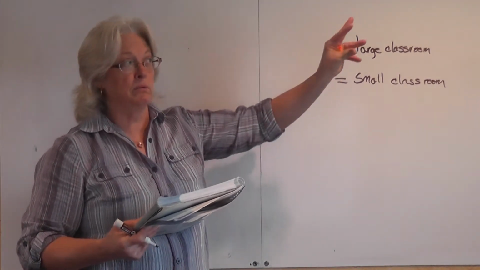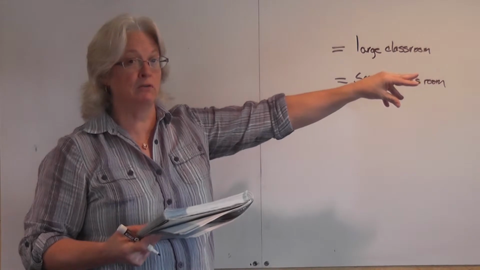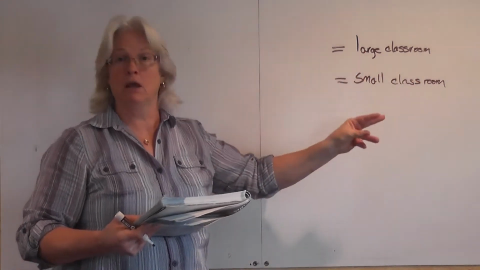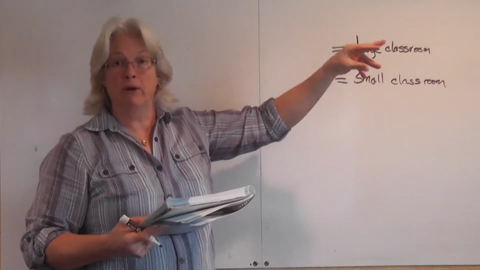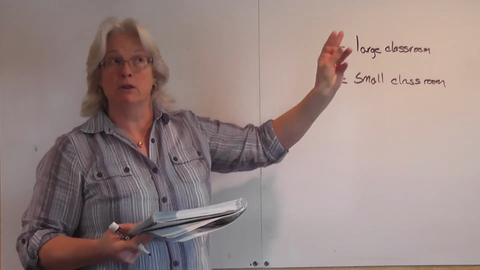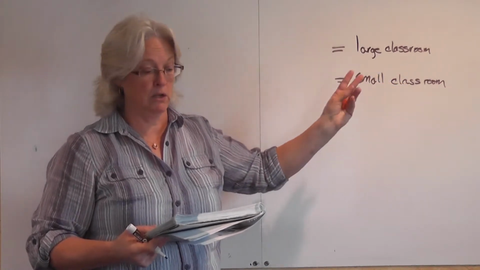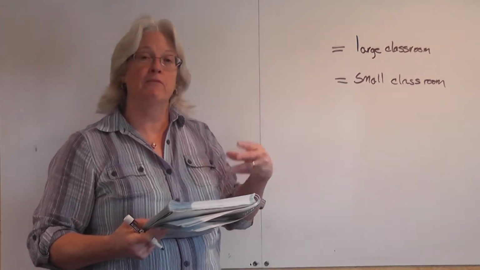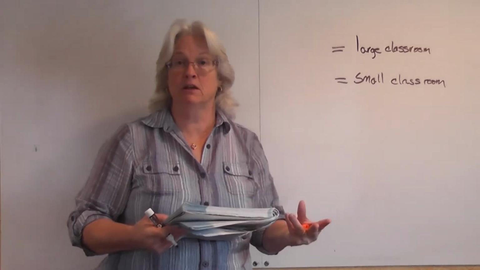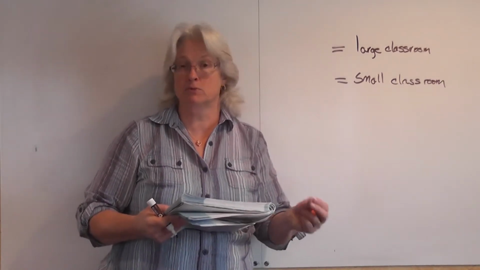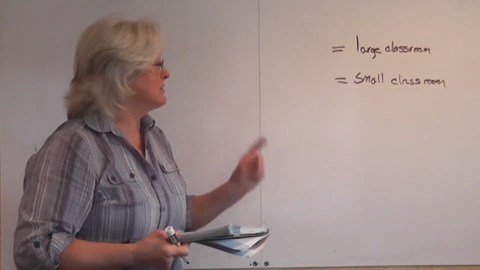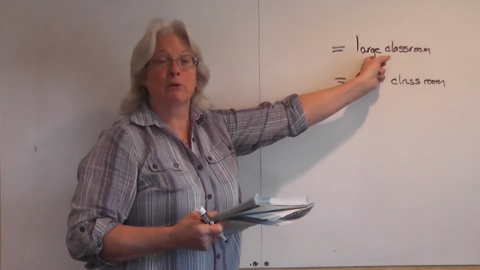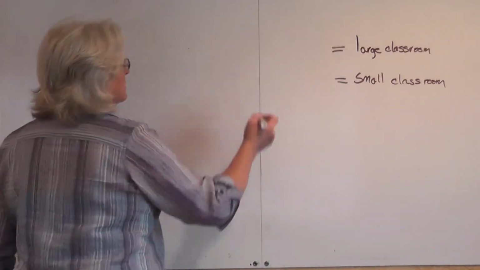So if the big one holds 100, the small one holds 88 because it's 12 fewer. The big one holds 40. The small one holds 28 because it's 12 fewer. So the capacity of the second classroom, the smaller classroom, we can figure out as long as we know the capacity of the first classroom, the large one.